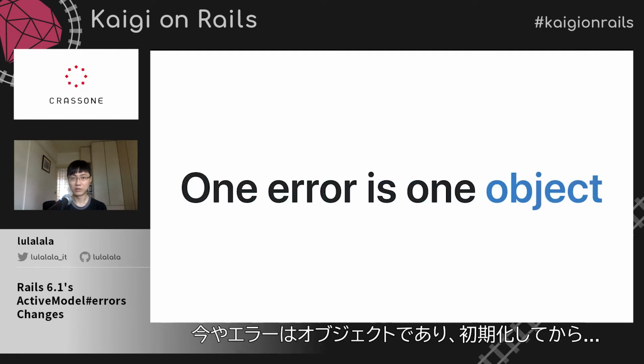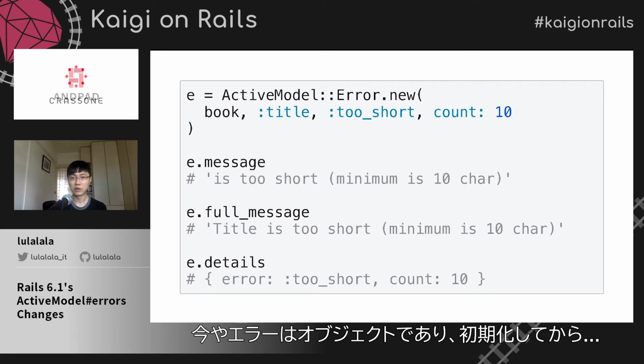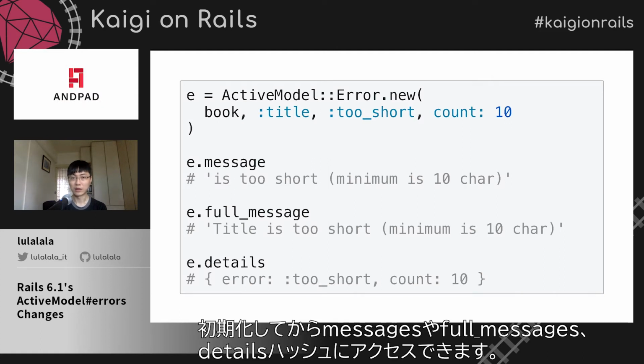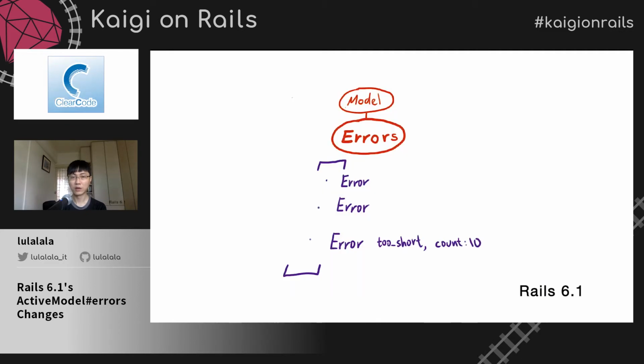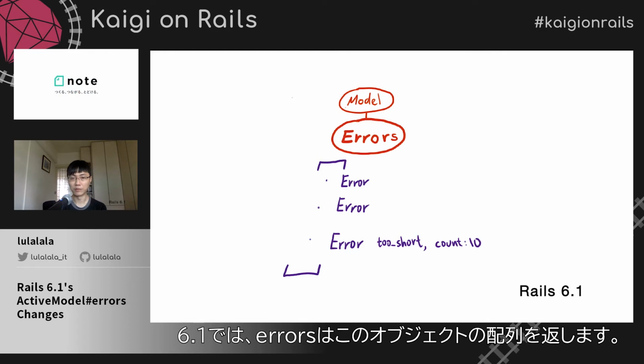Now one error is one object. We can initialize the error object. Then we can access its message and access its forMessage method. And lastly, we can access the details hash. Now in 6.1, book.errors contains an array of these error objects instead.